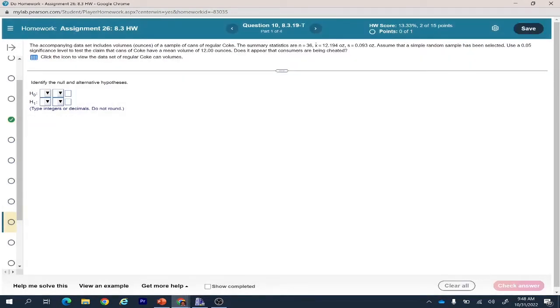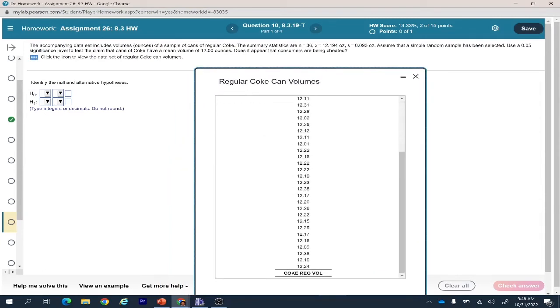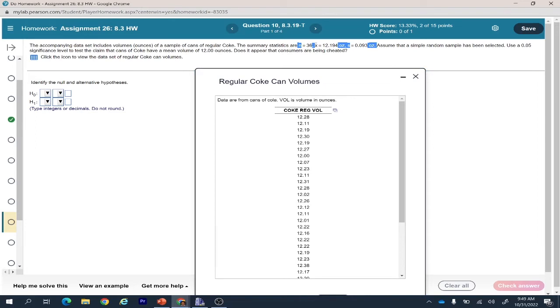Next problem, we have data that looks very long. We cannot use a TI-83 or TI-84 calculator because it takes time to type all these numbers. So I'm going to use StatCrunch to solve this problem. If you want to find this information, you need to use StatCrunch, but this information is already given here, so you don't need StatCrunch if you don't want to. But I can show you how you can find this information.